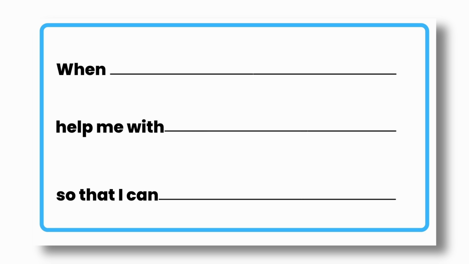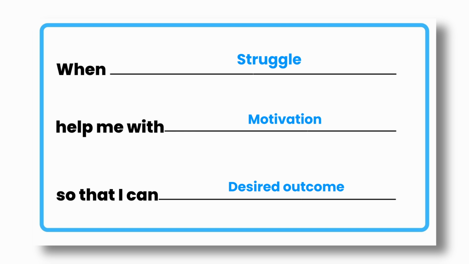But for now, let's plug these things in for each of our struggles and see what our statements are. Now, all our statements will follow this format. When blank, so you'll plug in your struggle here, help me with blank, which is the requirement in the new solution, so that I can blank, which is the desired outcome.